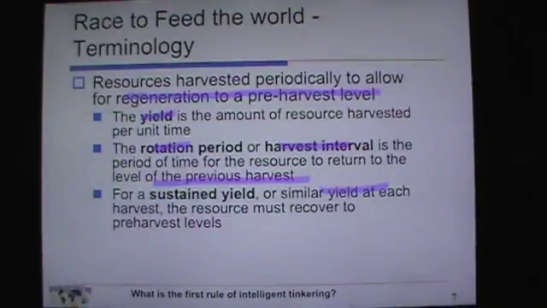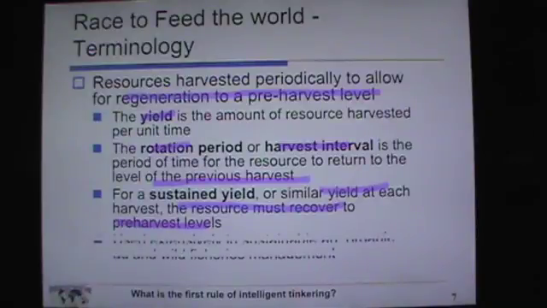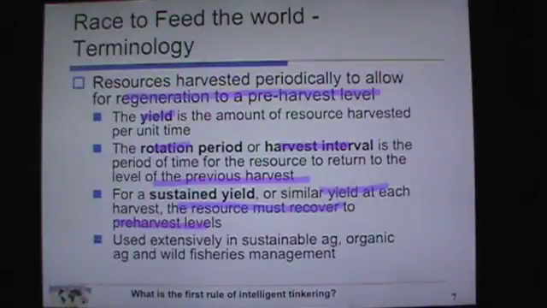For sustained yield, similar yield at each harvest, the resource must recover to pre-harvest levels. Sometimes we have to help that along. We have to fertilize, for example. These terms are used extensively in sustainable agriculture, organic agriculture, and wild fisheries management, which we'll look at later.